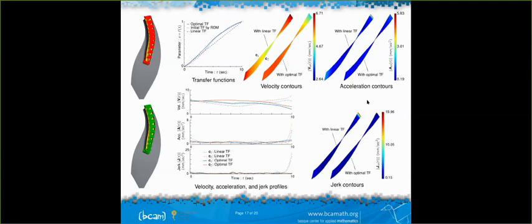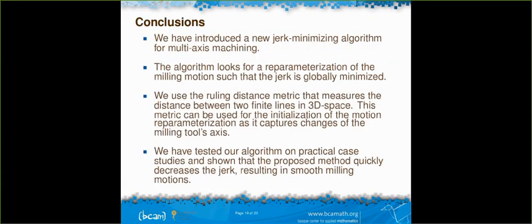And you see, for example, on the bottom right, the both ends are on a higher jerk, but after reparameterization on the right, we see that everywhere is blue. It means the values are very well minimized. So we can conclude this work.